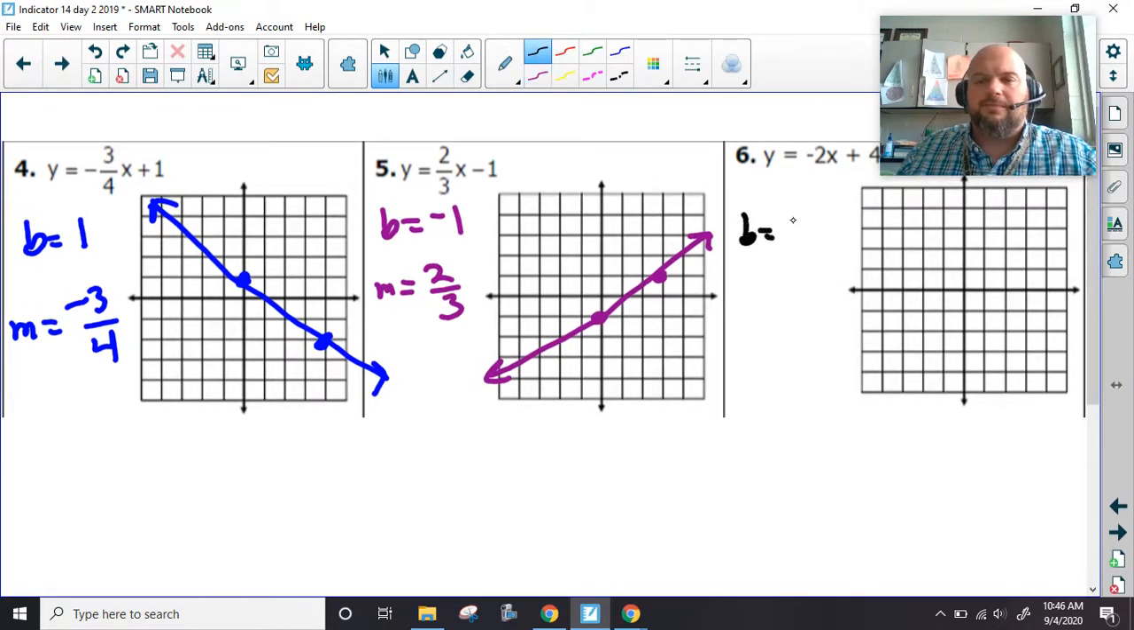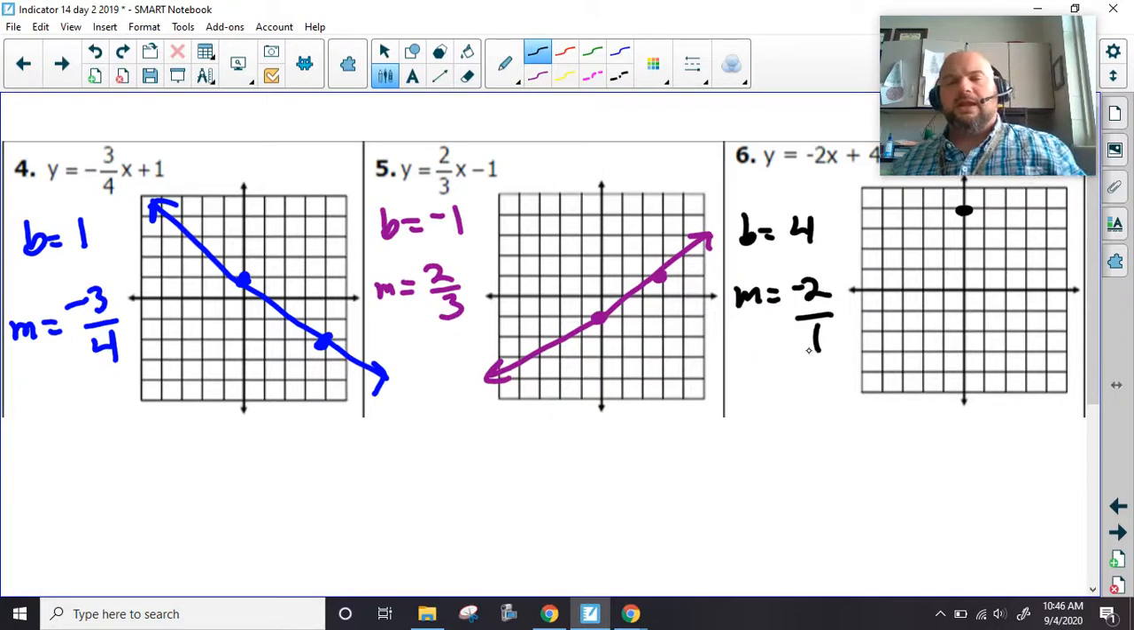All right. b equals 4. So I'll go up to 4. 1, 2, 3, 4. I'm almost on my face. All right. My m is -2. All right. So again, -2 over 1. And I'm going to leave the negative up top. I'm going to go to the right 1 and down 2. Wow. Those were so close together, I still missed them. Yeah, I'm not a very good drawer.